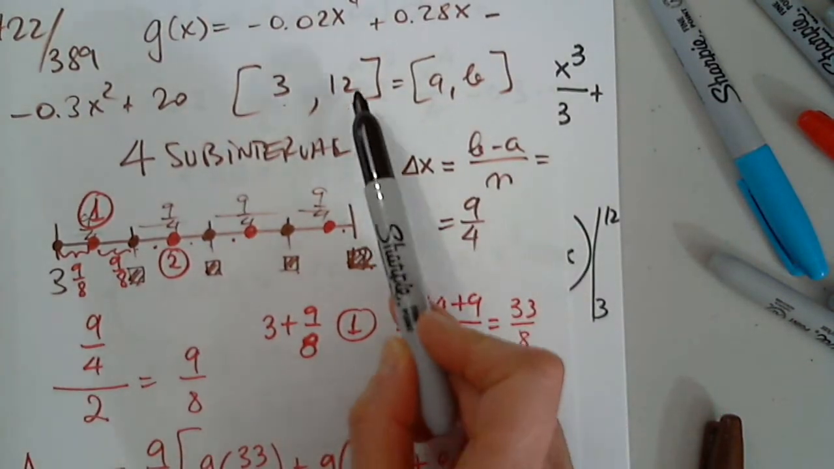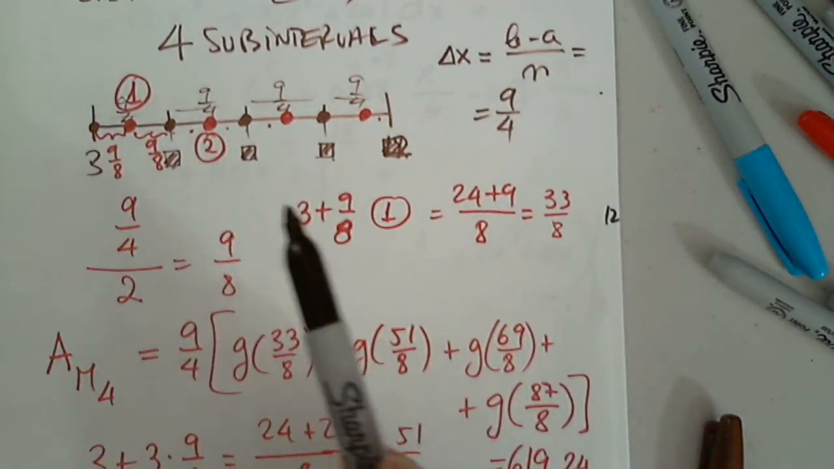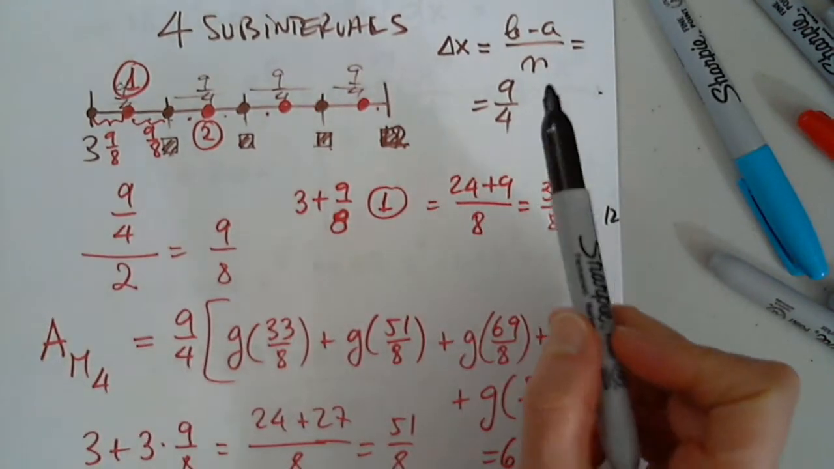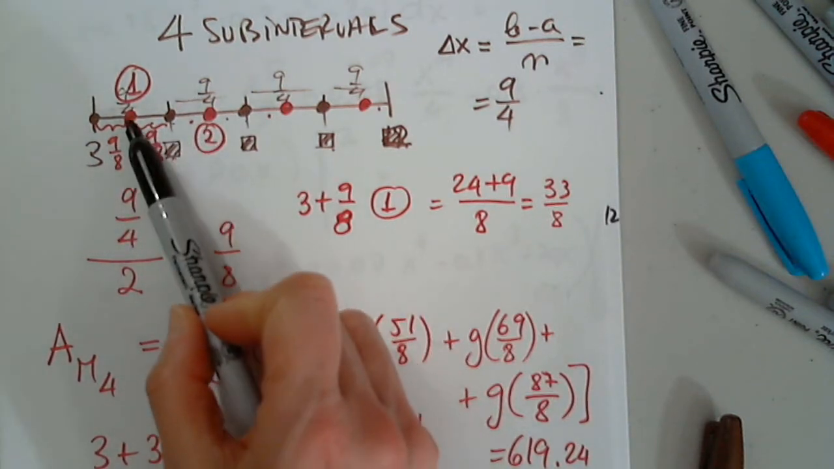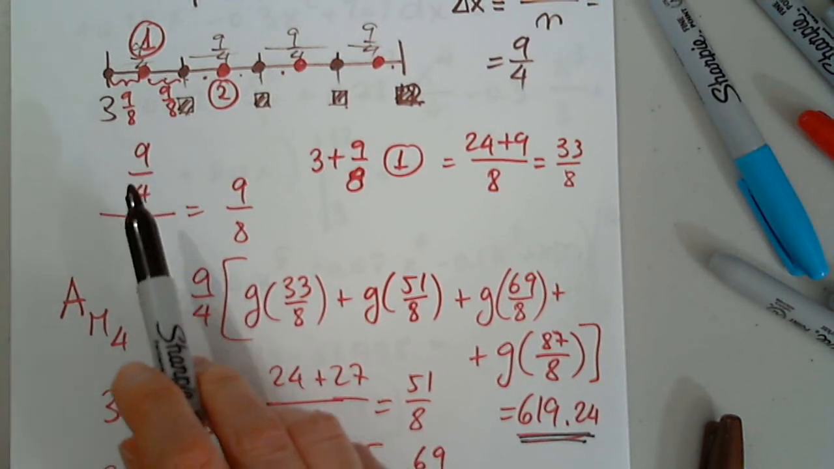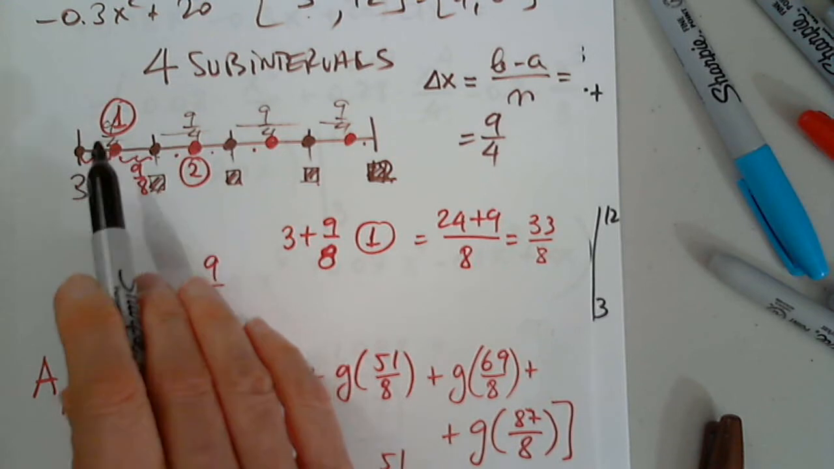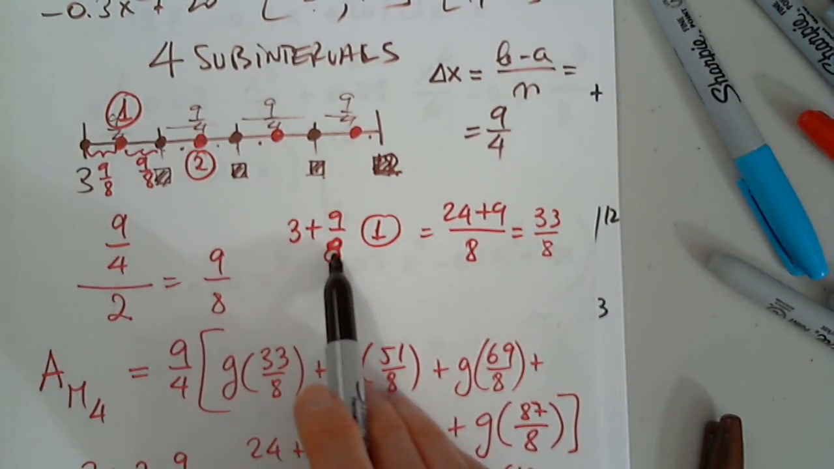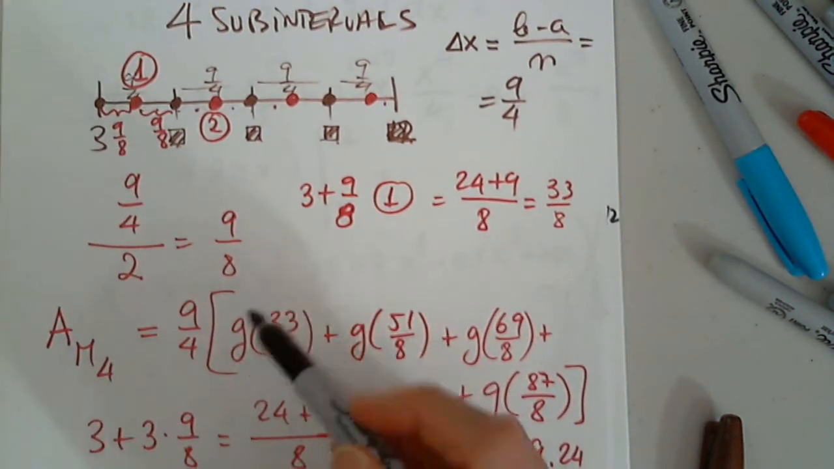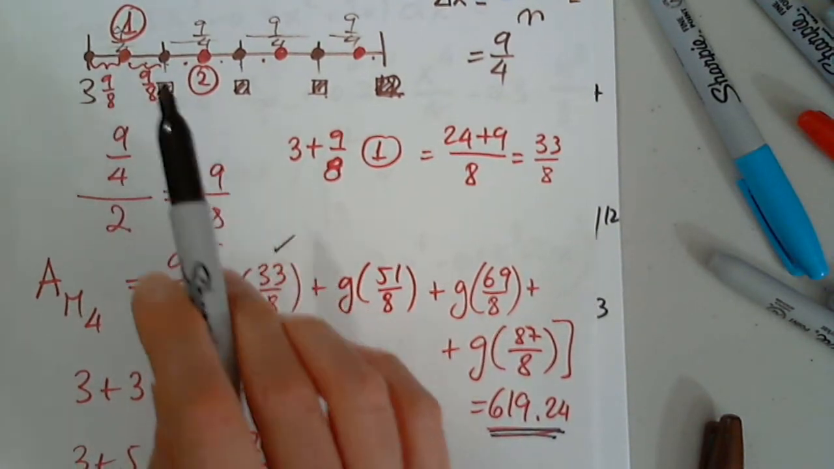This was 9/4, correct? Is 12 minus 3, 9, 4 subintervals? I think that's correct. So between 3 and 12. So this was 9/4 divided by 2. Yes, that's correct. It's 9/8. Then 9/4 stays outside. Then I determined this point, and this point is 3 plus 9/8. 24 plus 9. Still 33/8. That's correct. Then 51. So let's see how I got 51. 1, 2, 3.